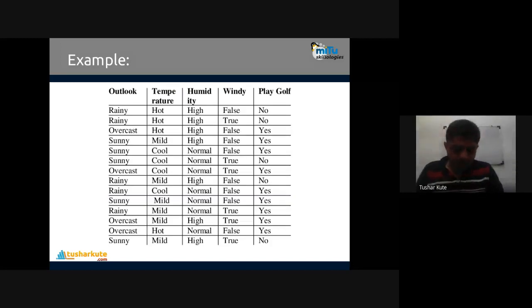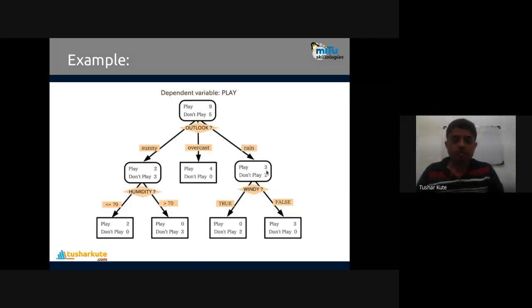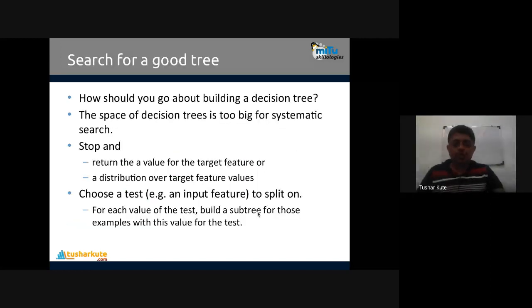See this. Outlook is taken, temperature, no, temperature is not taken. Humidity is taken, windy is taken. But temperature is not taken. So only the most important features are taken into consideration. But on what basis does the decision tree choose the feature to split on? By applying Gini index or entropy criteria, we choose the feature to split on. So let's continue. Searching for a good tree. How is the tree building process actually done? How should we go about building a decision tree? To find a solution to these questions, we'll see how it's possible.